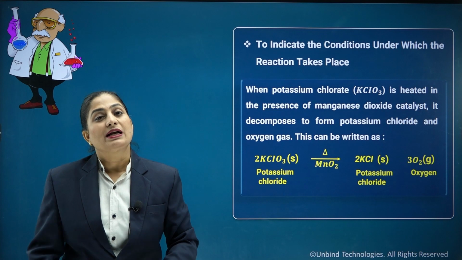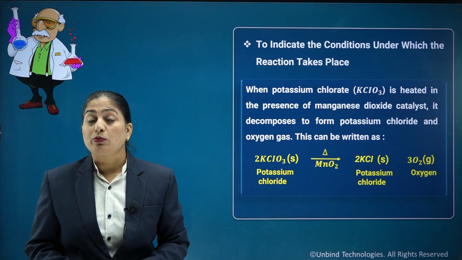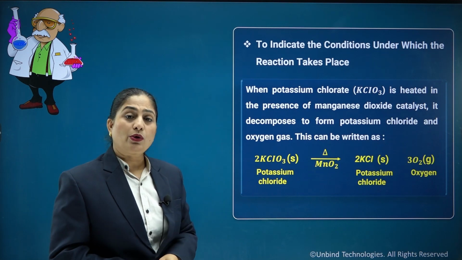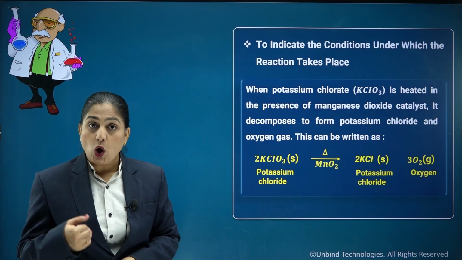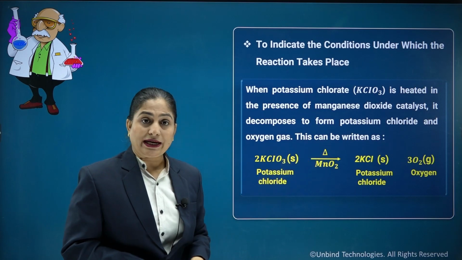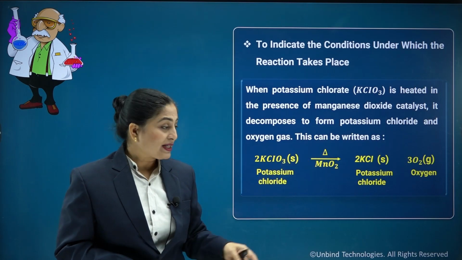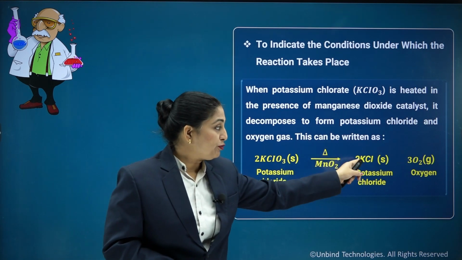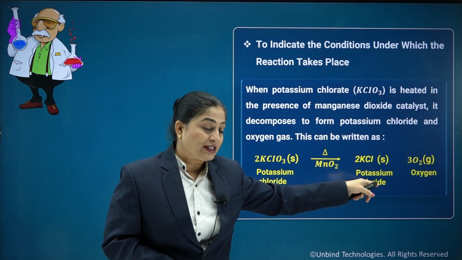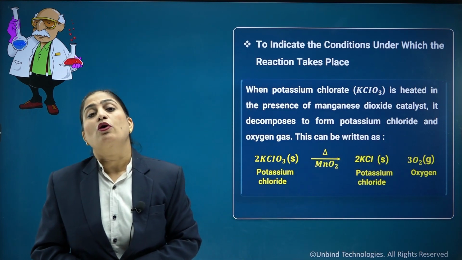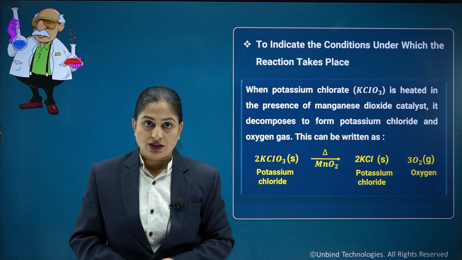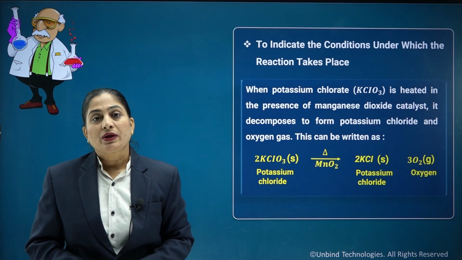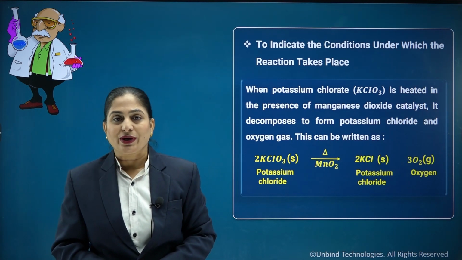This shows that the reaction is now more informative, and we can say that 2 moles of potassium chlorate, which is solid, on heating, because here we get the sign of heat, in the presence of manganese dioxide as a catalyst, will give 2 moles of potassium chloride, which is solid, along with 3 moles of oxygen, which is gaseous. So, just by using these simple steps, we can easily make our equation more informative.